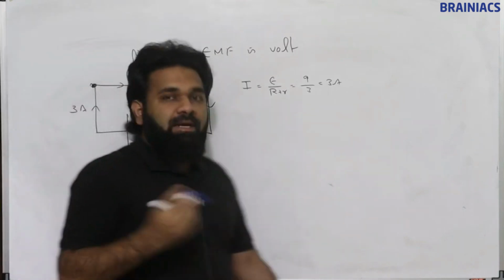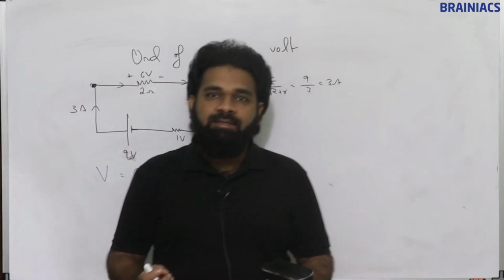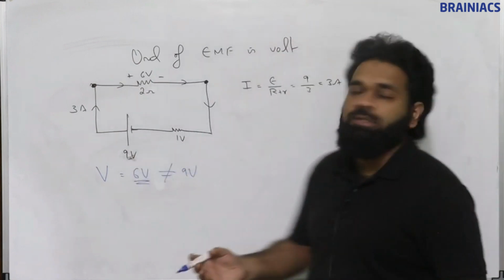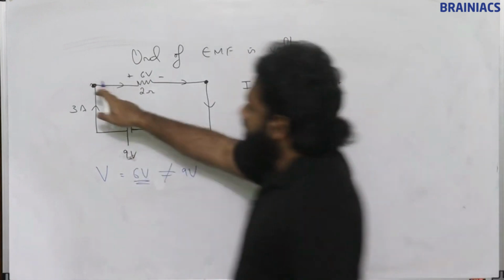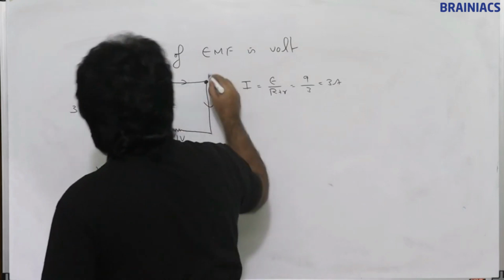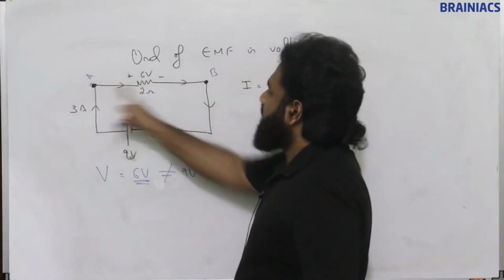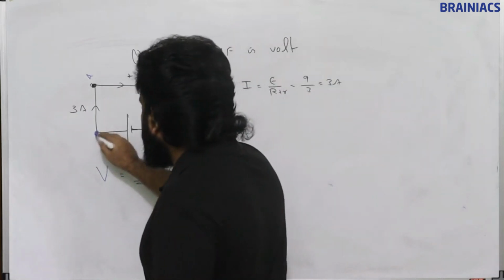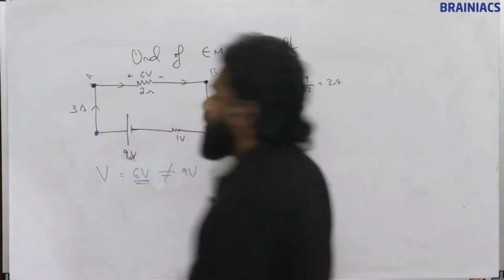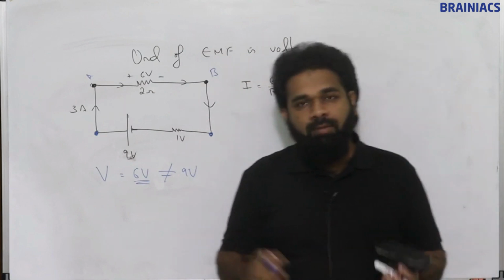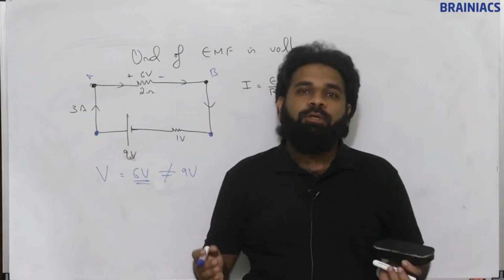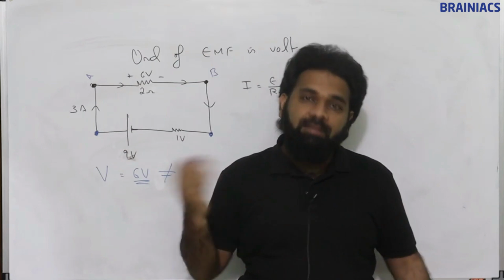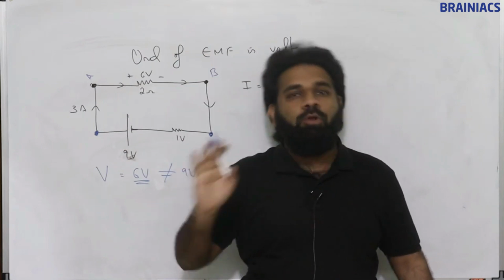So when the current starts flowing, or when we connect the circuit, the potential difference across these two terminals A and B is the same as here. The potential difference across the battery and the potential difference across the external resistance are both the same.